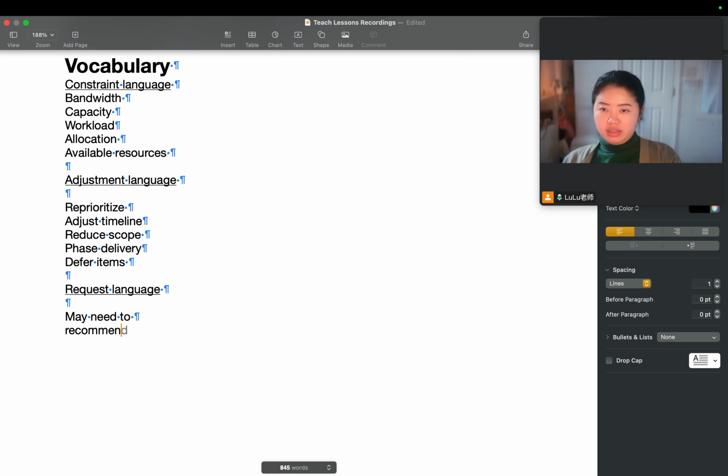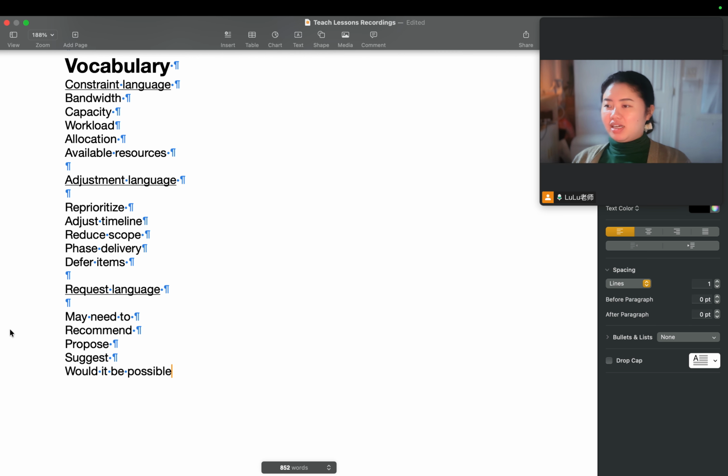Excellent. Recommend is always good. This means it's what you think is right. It's not the absolute. We have propose, suggest, and then also would it be possible? Would it be possible? Excellent. Okay, next we're going to do some focus language.